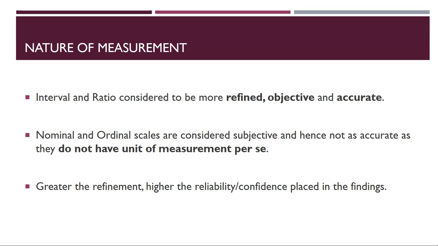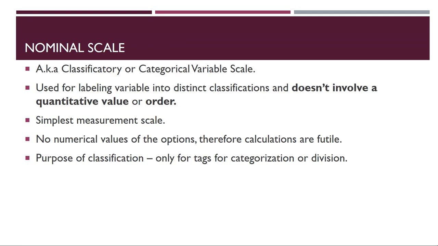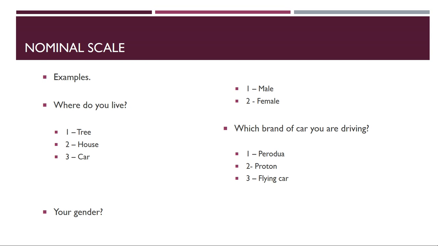All right, nominal and ordinal scales are considered subjective because they do not have a unit of measurement per se. For instance, we cannot measure the place of living. If you see here, where do you live? You cannot quantify them. You cannot measure anything out of this. Their gender, their habitat, their place of living, the brand of the car they are driving, or their political affiliations and so on. They are not there to be measured.